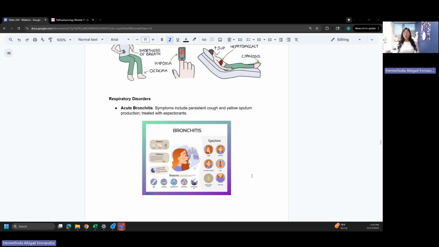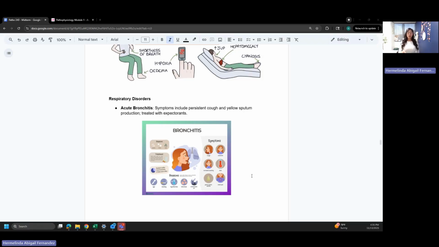Respiratory disorder, so acute bronchitis. Some of the symptoms would be persistent cough, a yellow sputum production, and this would be treated with expectorants. So again, signs and symptoms, acute bronchitis.